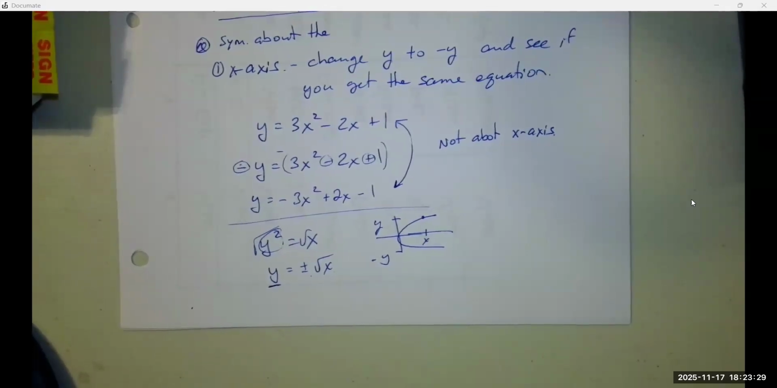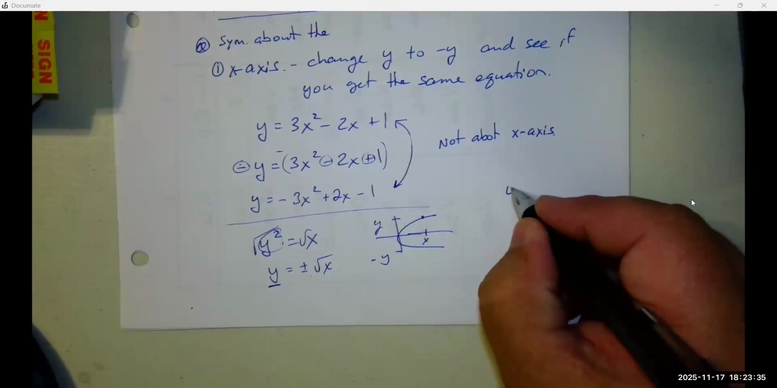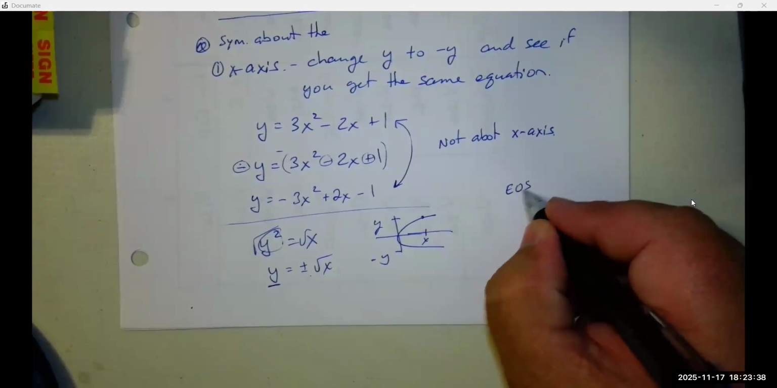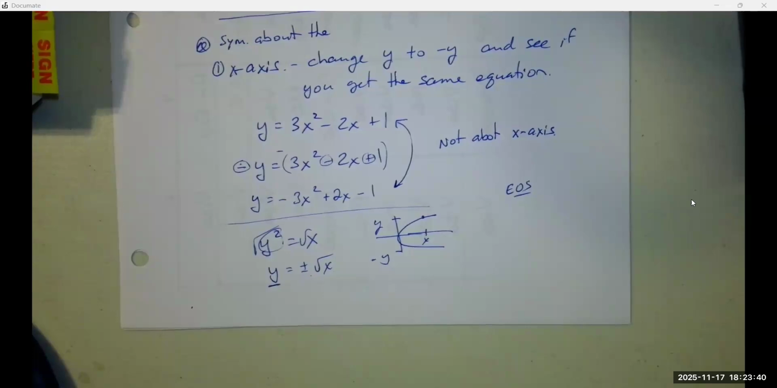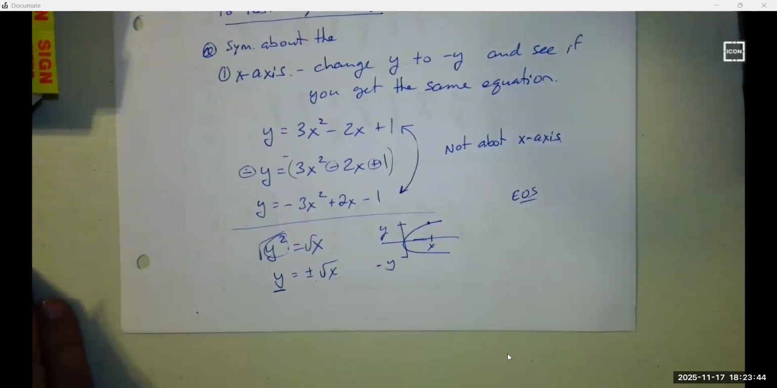So that's how you do it mathematically, right? So that's the end of that section of symmetry. Any questions?